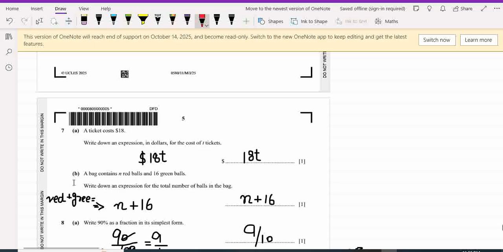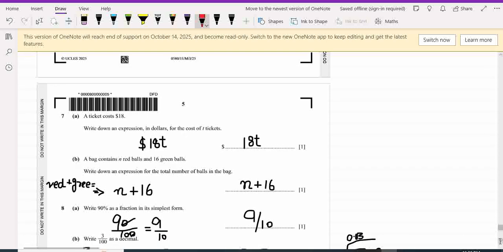So that's it. Next is, a bag contains n red balls and 16 green balls. The total number of balls is red plus green. So write down an expression for the total number of balls. Red plus green, where red is n and green is 16. So the total number of balls is n plus 16. So the answer is n plus 16.